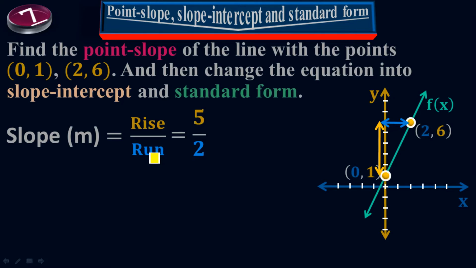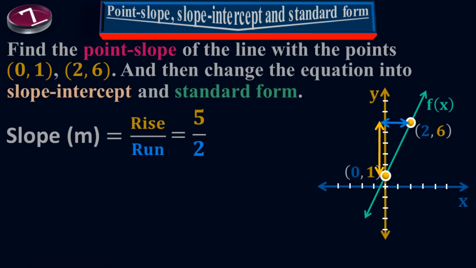Run is the change in x. So I'm going to go to the right. Change in x: 1, 2, up to here, this point. So my change in x will be 2 here. Rise over run: rise is 5 and run is 2 here. Remember, you have to calculate the rise from the first point up to the second point along the y-axis, and the run along the x-axis. There I got the slope of the line, which is 5 over 2.